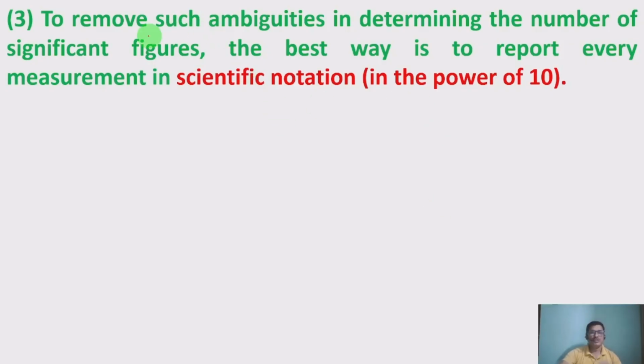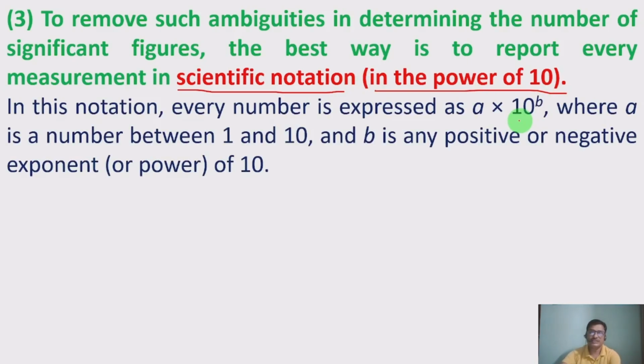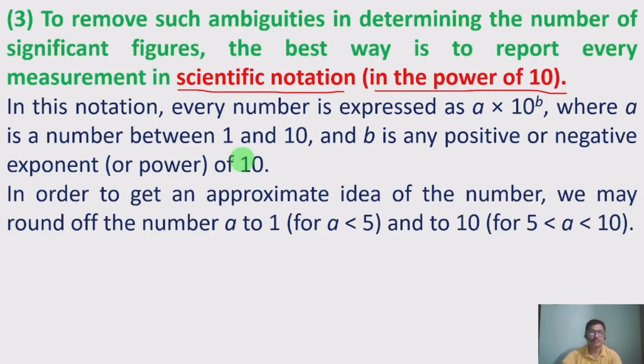In the third observation, what we can take for eliminating that: to remove such ambiguities in determining the number of significant figures, the best way is to report every measurement in scientific notation, that is, in powers of 10. If you have such ambiguities, then the number may be written in scientific notation, with a power of 10. How do we write the power of 10? We'll take the theoretical discussion first, and later we'll take the examples.